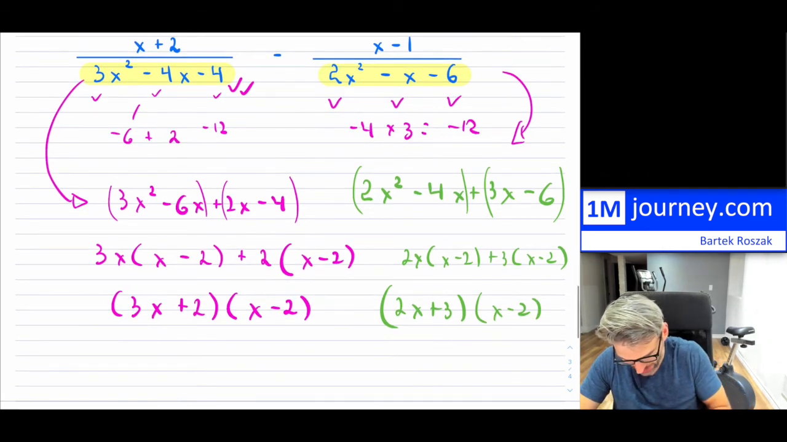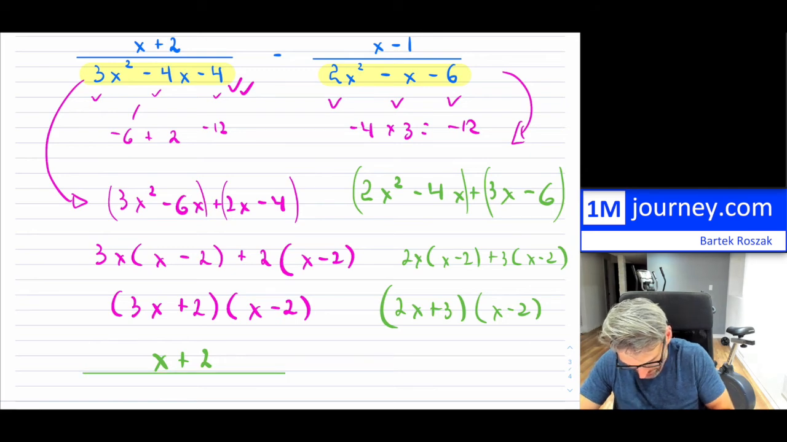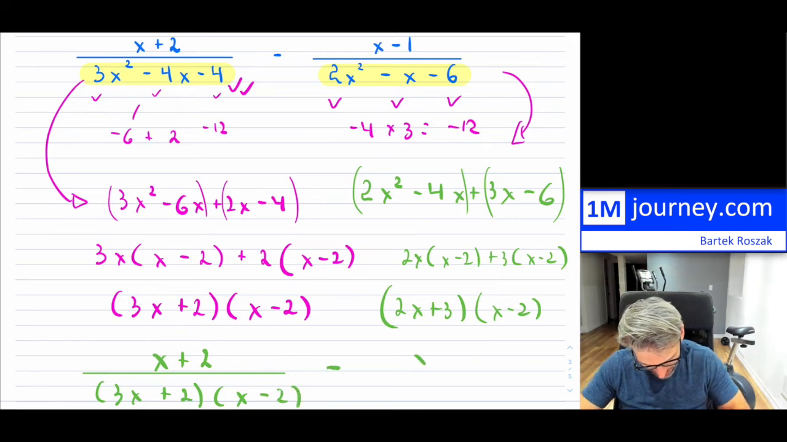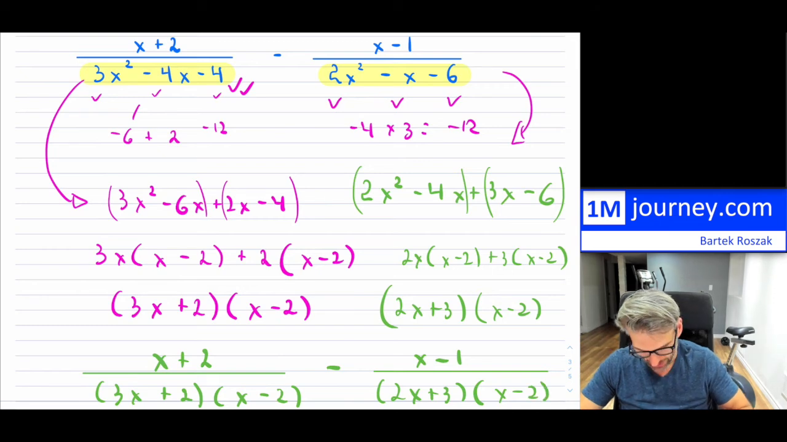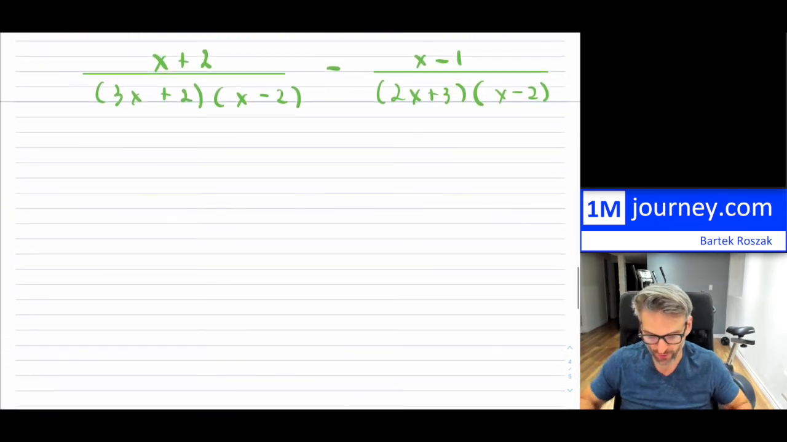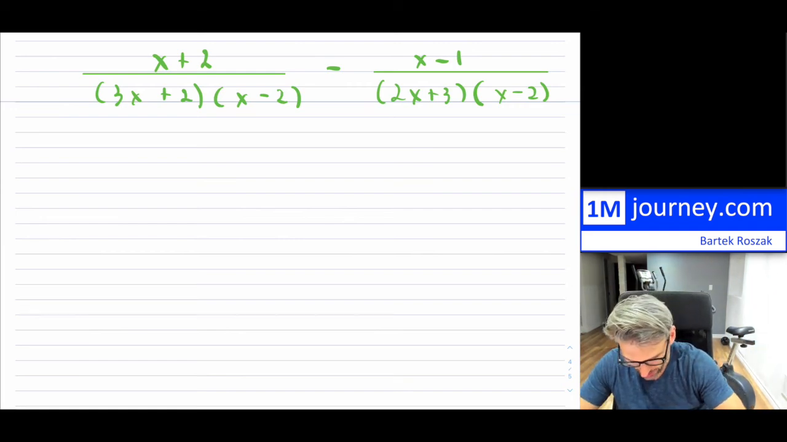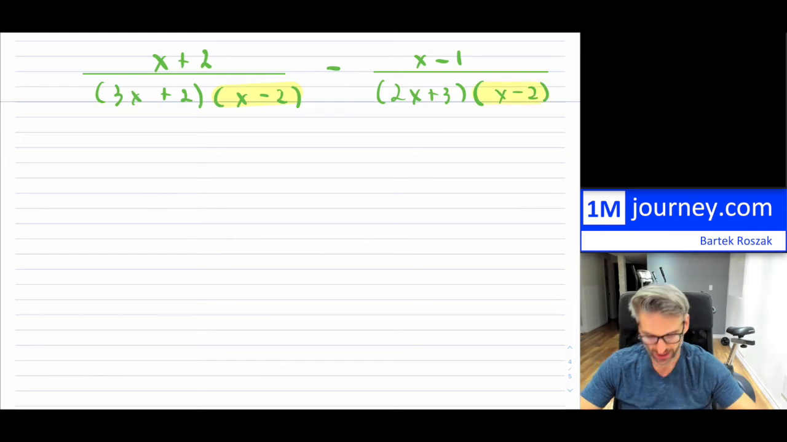And now I can rewrite this whole thing again. So x plus 2 all over 3x plus 2 times x minus 2, minus x minus 1 divided by 2x plus 3 times x minus 2. So I have now everything in factored form, which is kind of the previous example, and now I check. Well, here I actually have a common factor in between the denominators.